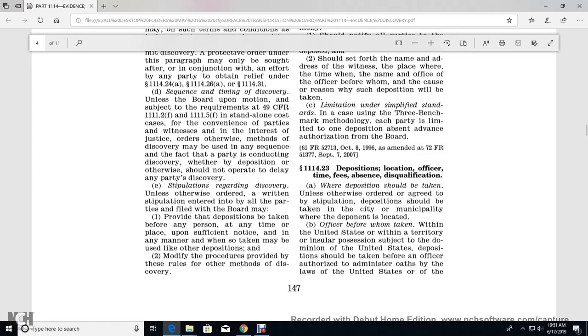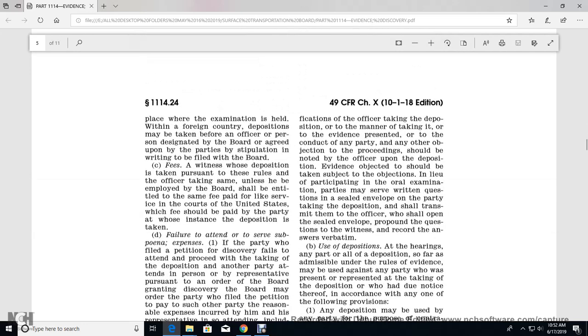11.14.23. Deposition location, officer, time, and fee, absent disqualification. When the deposition should be taken, unless otherwise ordered or agreed to by stipulation, the deposition should be taken in the city or municipality where the deponent is located. Officer before whom taken: within the United States, or within the territory and possession subject to the dominion of the United States, the deposition should be taken before an officer authorized by administrative rules and the laws of the United States, or of the place for the examination held within a foreign country. The deposition may be taken by the officer or person designated by the board or agreed by the parties by stipulation in writing and then filed with the board.